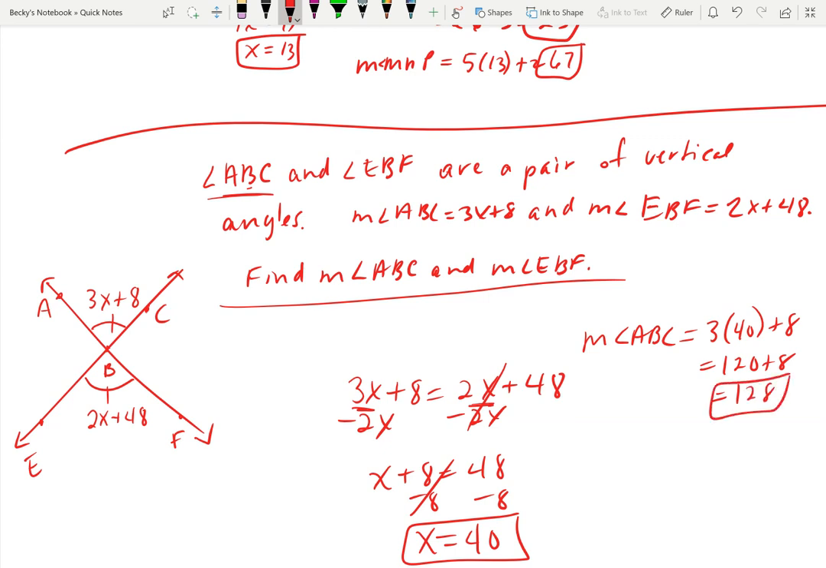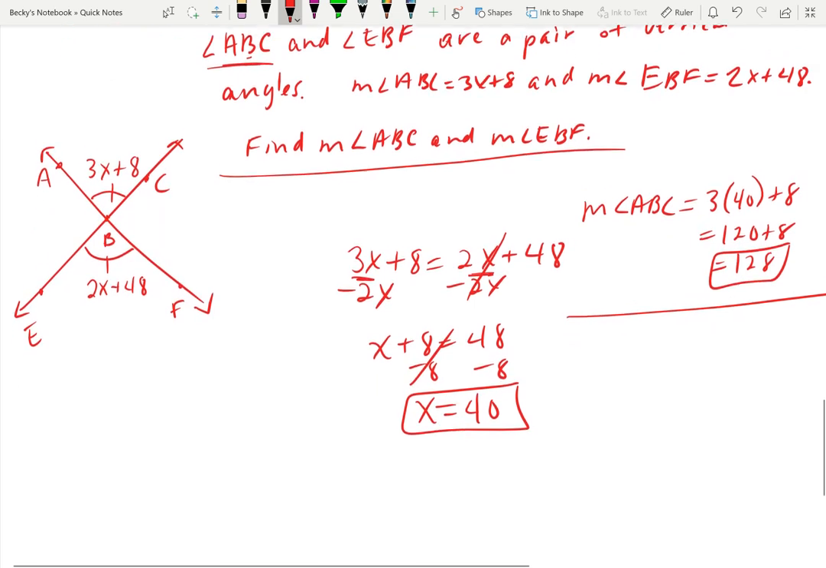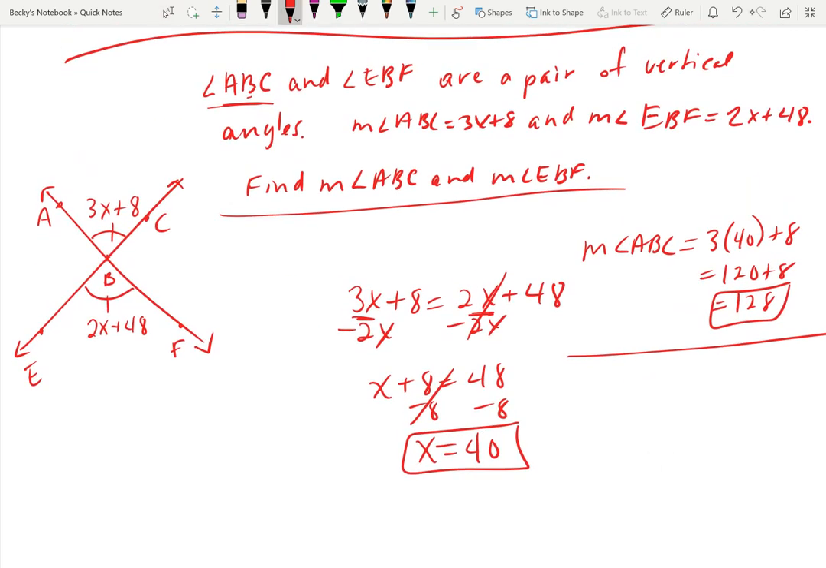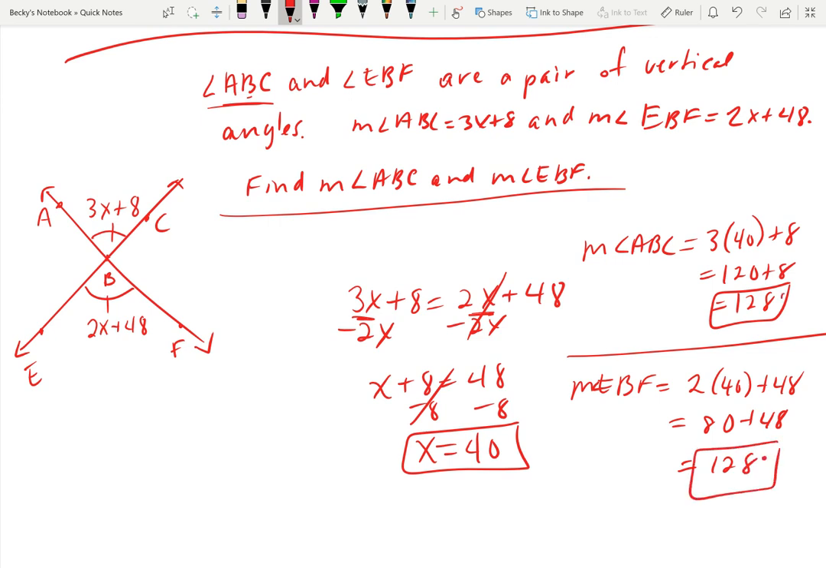Now, if we do it correctly, the other one should have the same answer. So EBF, this is an angle, 2 times 40 plus 48. So 80 plus 48 is 128. And these are degrees. And the answers are the same. So I did them correctly.